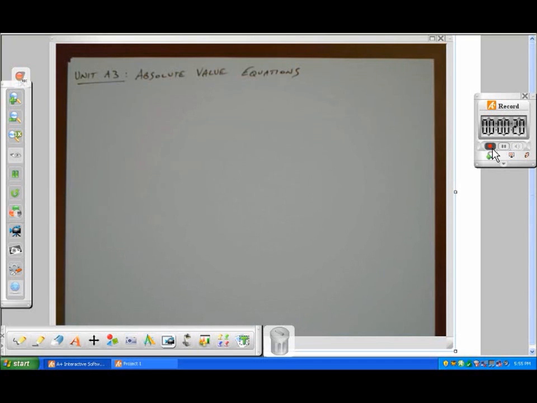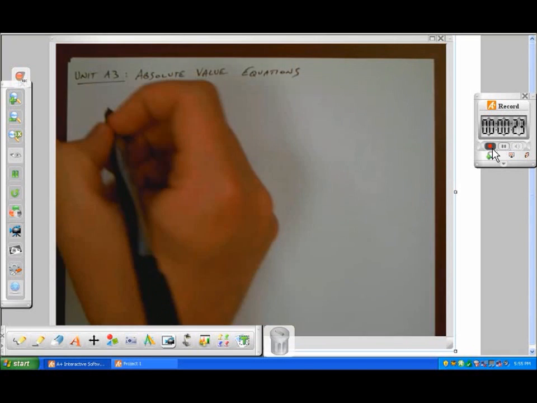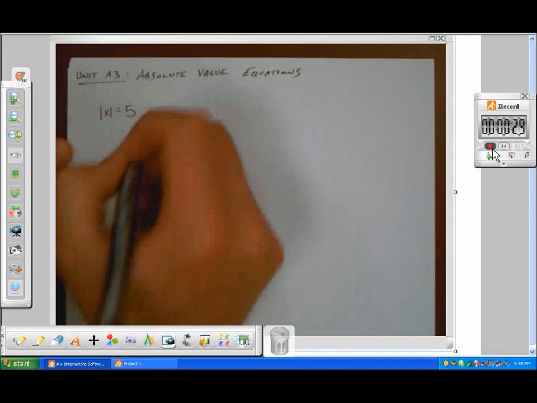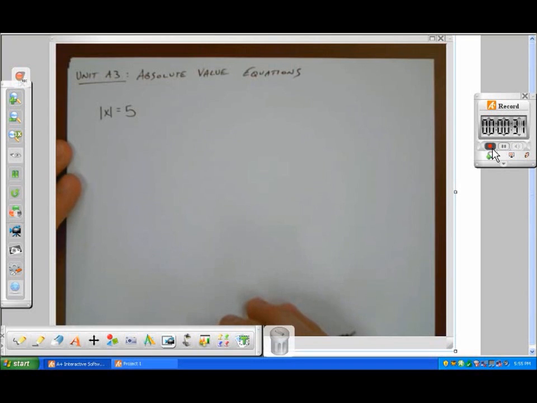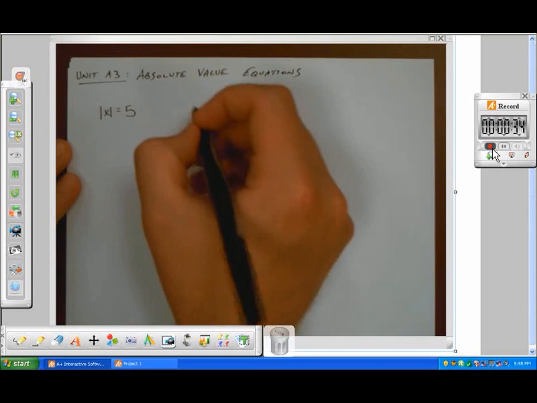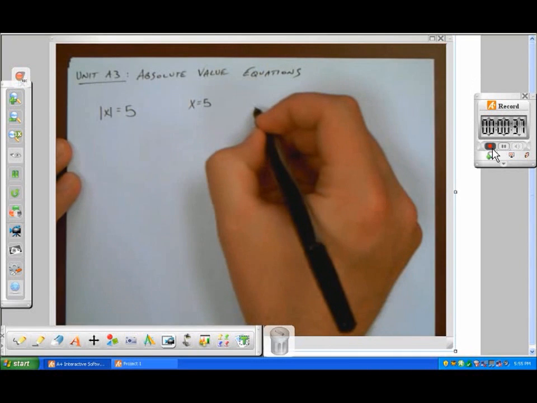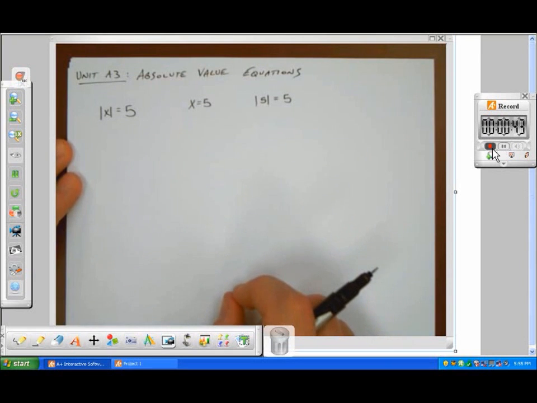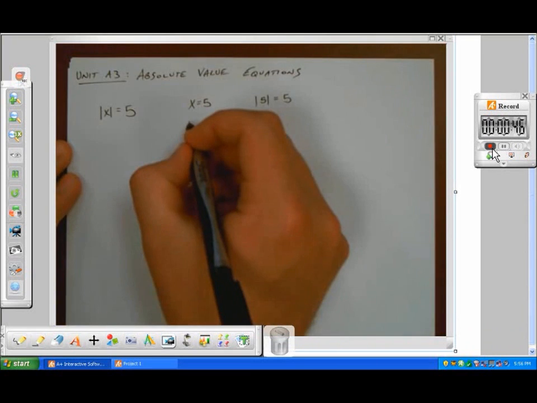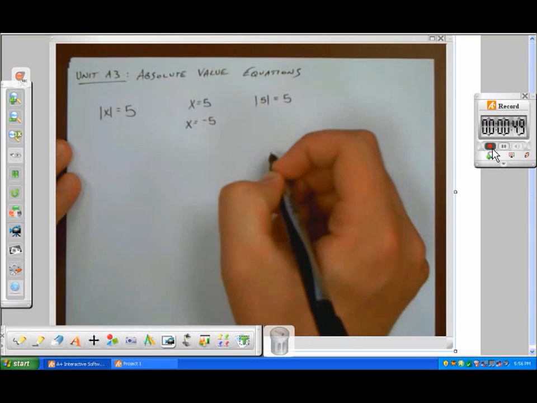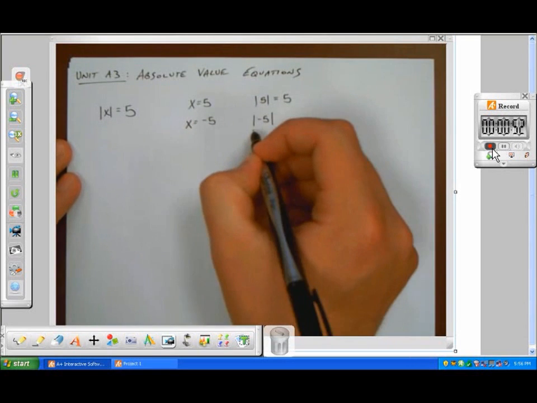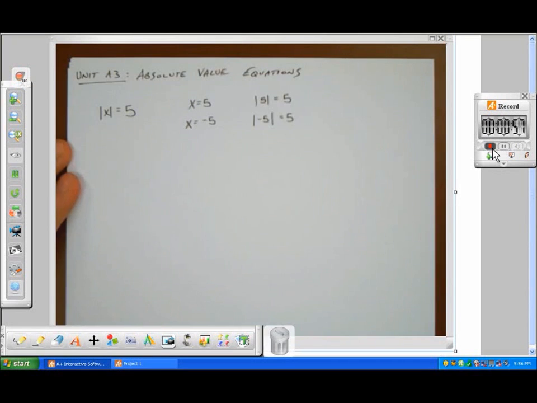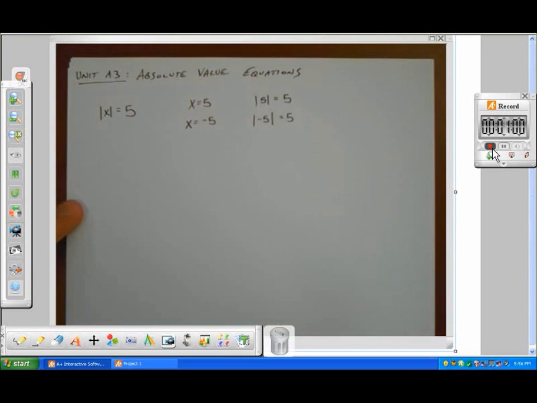I want to start off with a simple example, which is this. The absolute value of x equals 5. Now there are two answers. One's obvious. One could be x equals 5 because the absolute value of 5 is 5. But there's also a second possibility here. It's also possible that x could be negative 5. And the reason why the absolute value of negative 5, remember absolute value makes anything positive, is also going to be 5. So why are there two answers and why is one positive and the other negative?